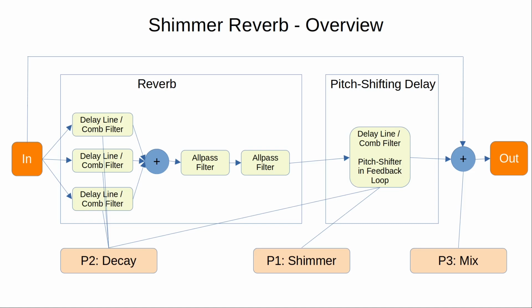The reverb is a pretty standard algorithmic reverb topology consisting of three delays, comb filters, whose signals are summed up and pass through two all-pass filters connected in series. This wet reverb signal is then fed into a delay, which has a delay time which is short enough to be slightly audible as echo, but long enough for a gradual shimmer build-up.